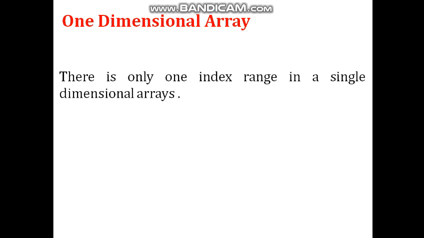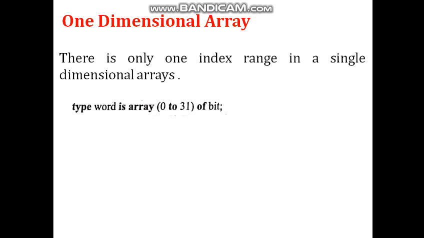In a one-dimensional array, there is only a single index range. Only a single index range in a single dimensional array, that is called a one-dimensional array. If you look at an example of that array, the example is type word is array 0 to 31 of bit. Here each element is a bit and the elements are indexed from 0 up to 31.